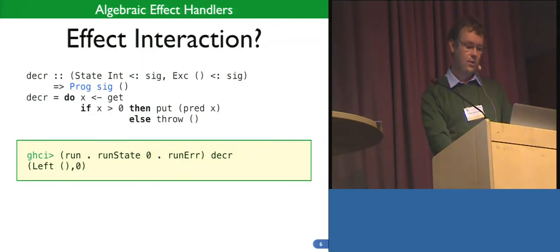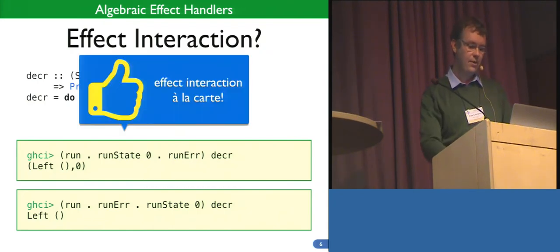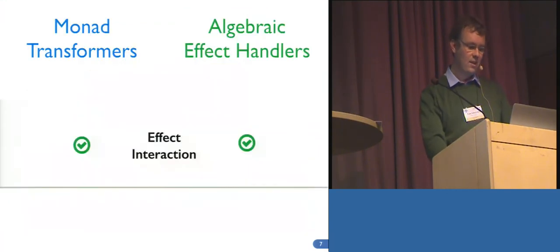And then we get, in this order, first the exceptions and then the state, the same behavior as with the transformers. And if we change the order of the handlers, we get another interaction. So we get exactly the same behavior as with monad transformers. So again, a very flexible way of controlling the interaction between the two effects. So that's all good. It looks like both approaches are equally good on this account.